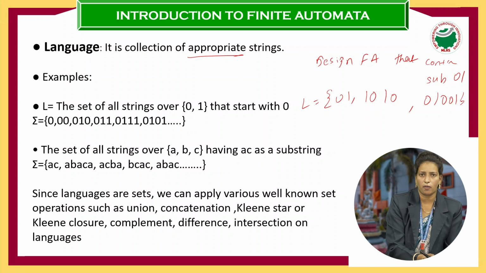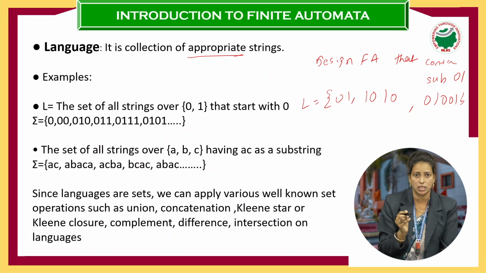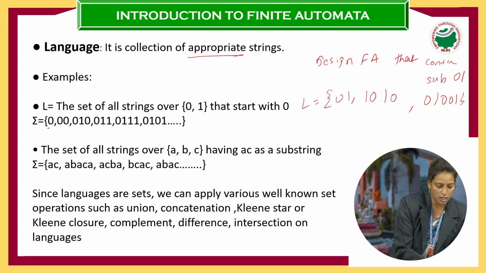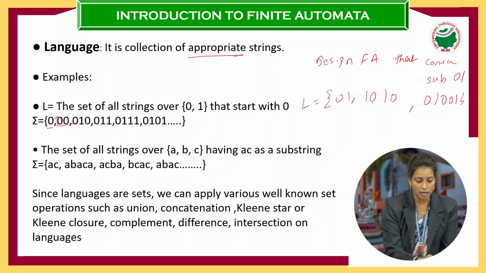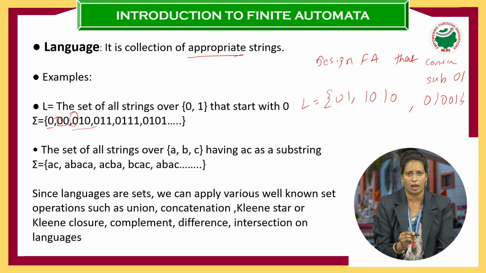Let us consider a set of languages over strings starting with 0. That means any string starting with which symbol? 0. So the first one is 0, starting with 0. Next one is 0 0, starting here with 0. Next one is 0 1 0. 0 1 0 starts with which alphabet?